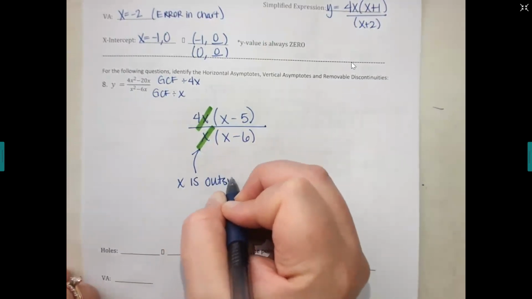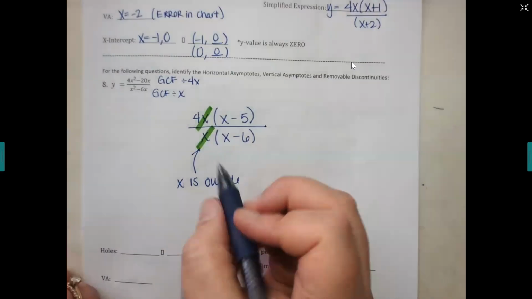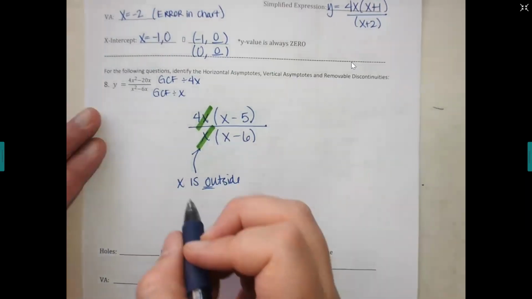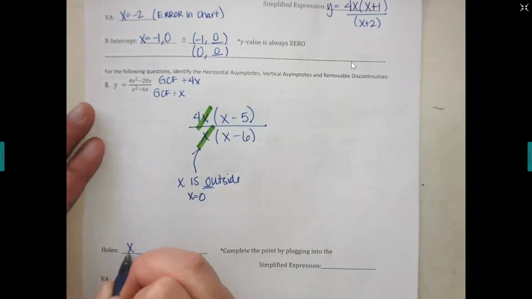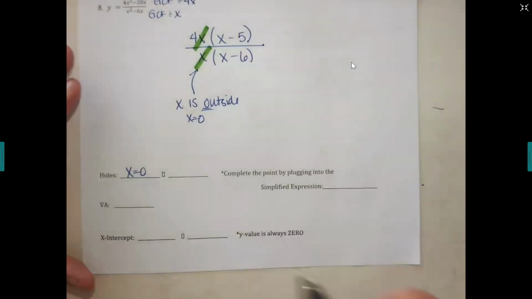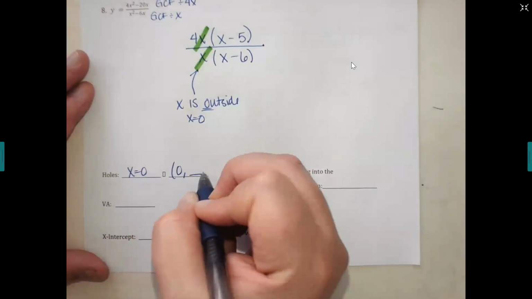And if I crossed out an x on the outside, what is my x going to be? 0. Okay, remember, x is outside. It means that 0 is going to be your number. So then I'm going to come down here to my x equals 0 and put 0 comma something.